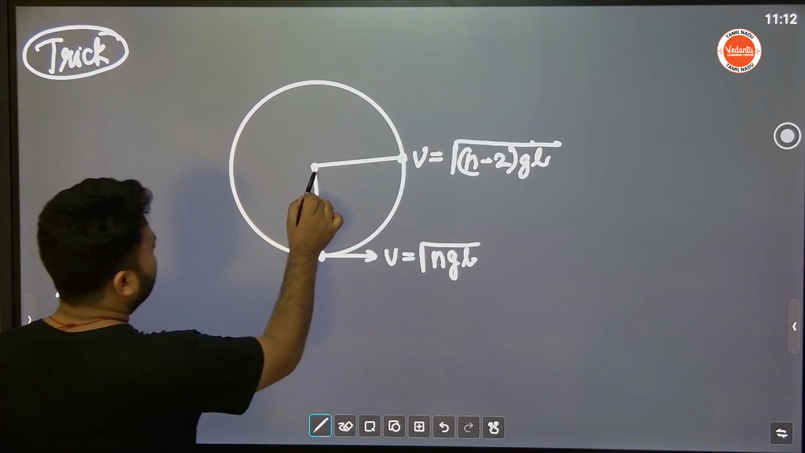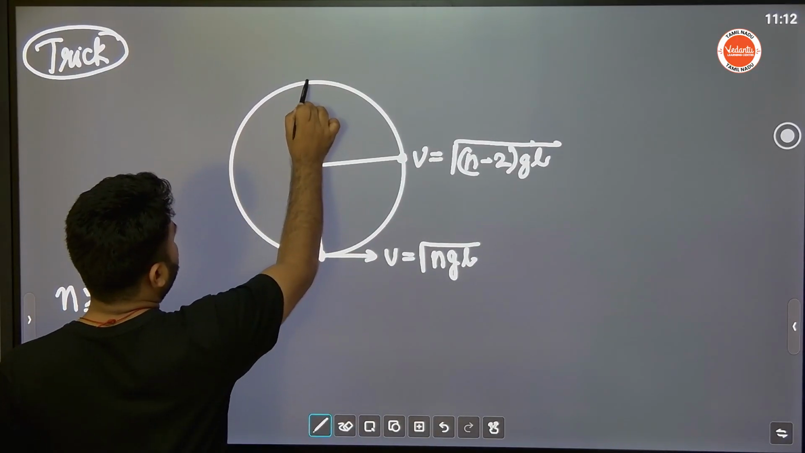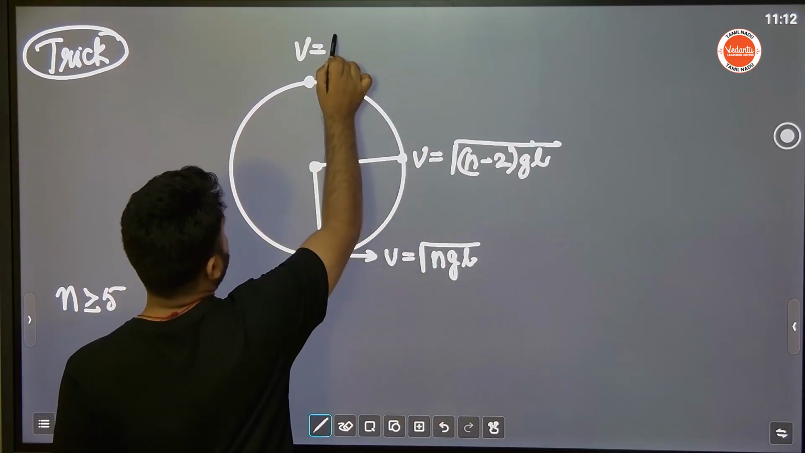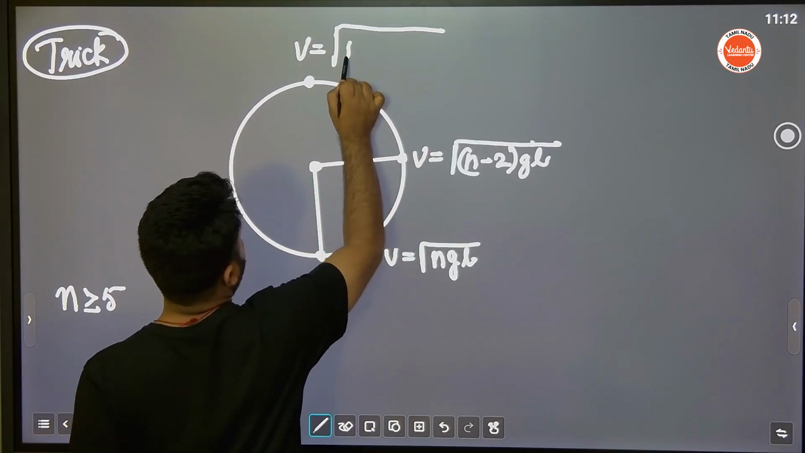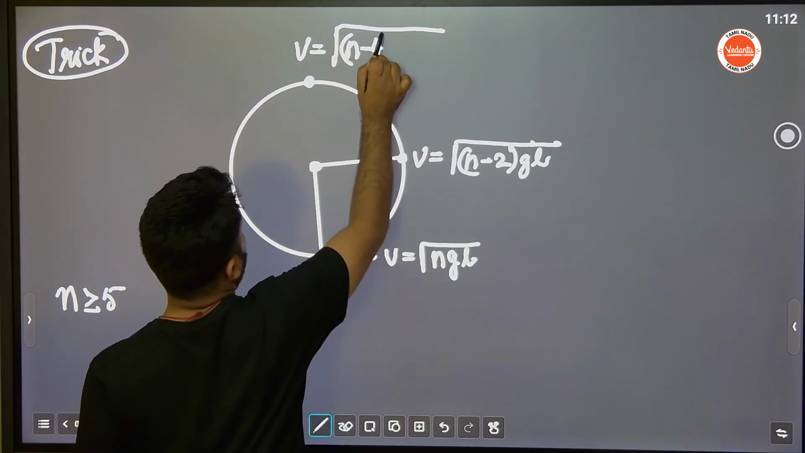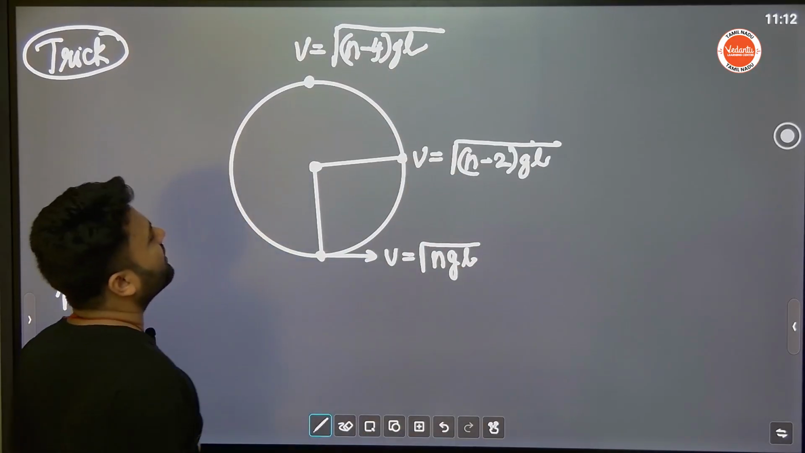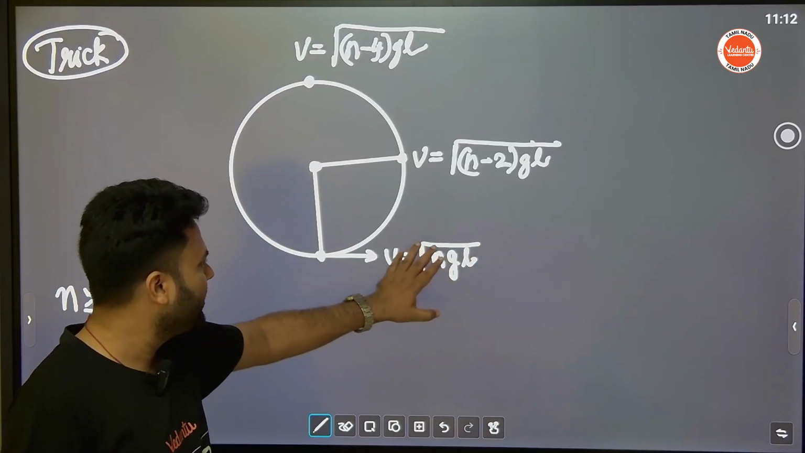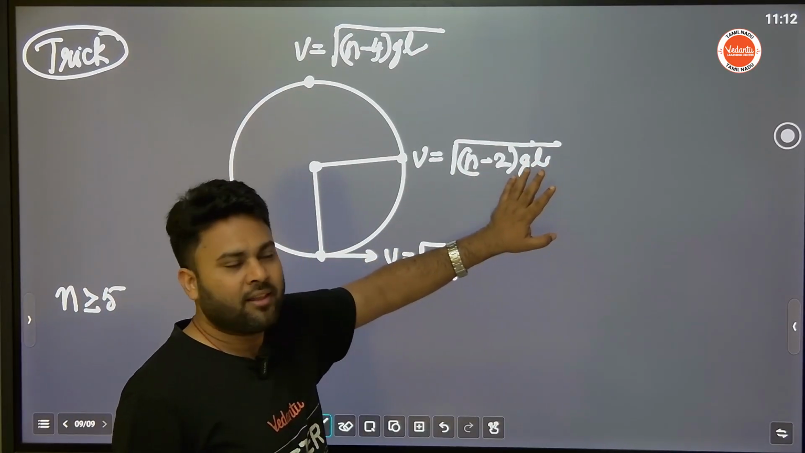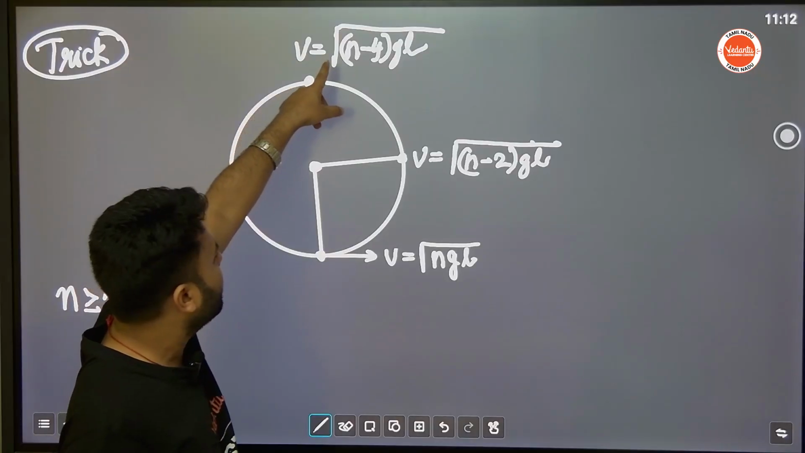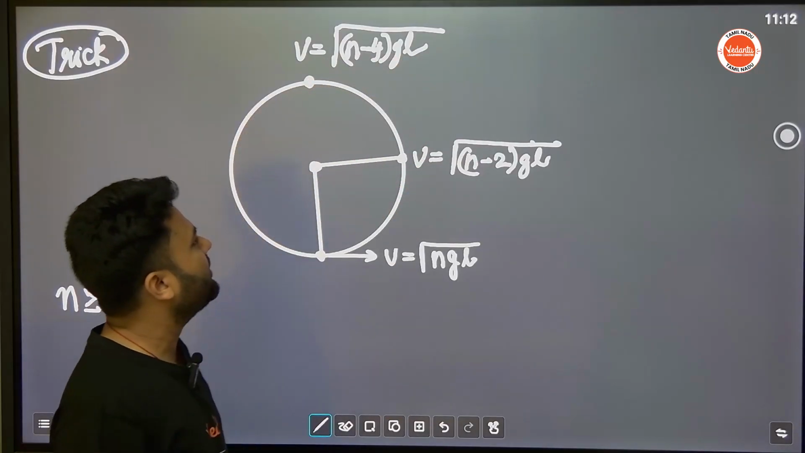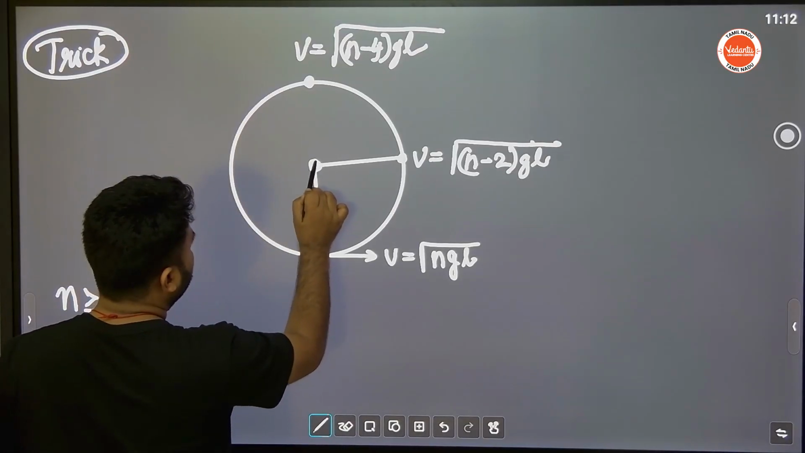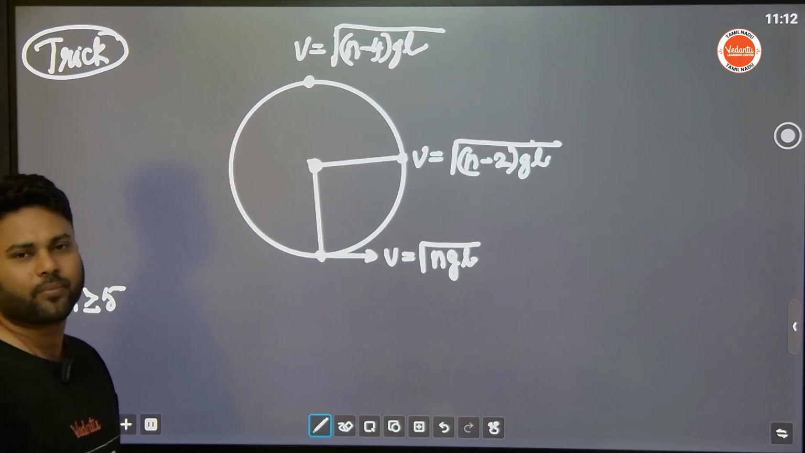They will ask what is the speed at this topmost point. Again subtract 2. So n minus 2 minus 2, n minus 4, under root n minus 4 gL. So if the speed at the bottom is under root n gL, you subtract 2, under root n minus 2 gL. Again you subtract 2 for the topmost point. n minus 2 minus 2, n minus 4, under root n minus 4 gL. This is the shortcut method. Otherwise you have to write the equations and solve.